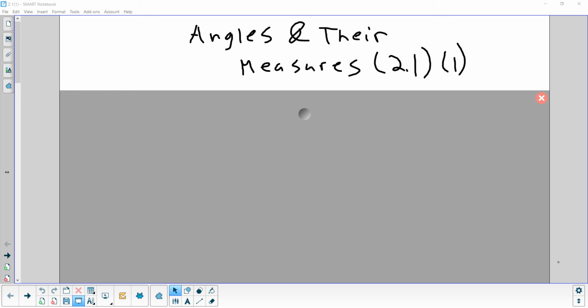So the second lesson we're going to take a look at is from section 2.1. We'll spend the rest of the week on this section, and it has to do with angles. There are different ways you can measure an angle. Does anybody know the units I'm guessing a lot of people are familiar with for measuring angles?